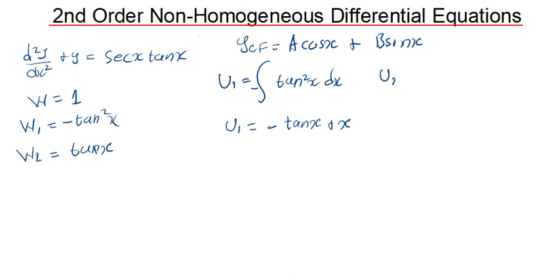Then your u2 is going to be equals to the integral of w2 divided by w1, which is just tan x dx there. So our u2 is going to be equals to ln of that. Okay, that's what we get.